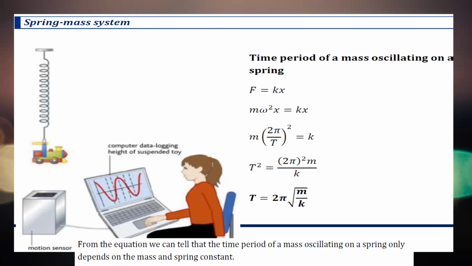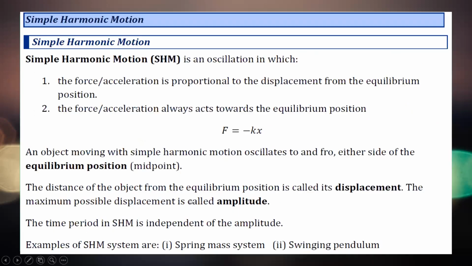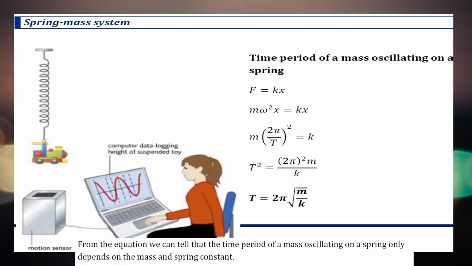Is the first part clear, how a mass attached to a spring is performing a simple harmonic motion, as it follows the definition of simple harmonic motion, that force and displacement are directly proportional to each other? Then how do we work out the time period of oscillation for a mass which is attached to a spring and undergoes simple harmonic motion?